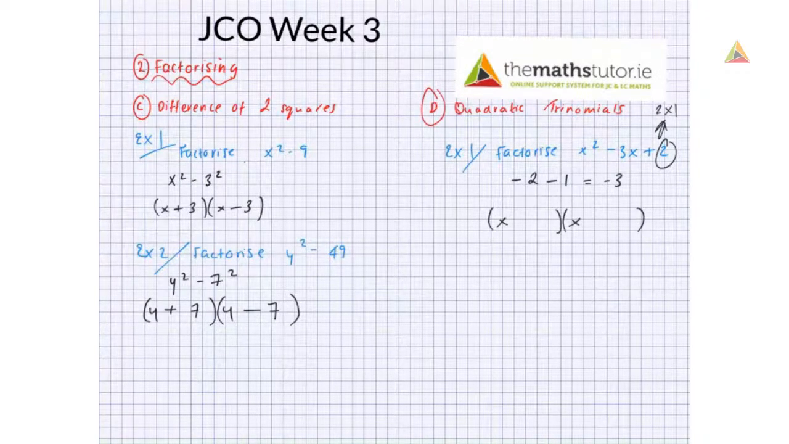Then we look back at our numbers. We have a minus 2 and a minus 1. So we're going to put minus 2 in one bracket and minus 1 in the other. And that's how you solve that, the quadratic trinomial.